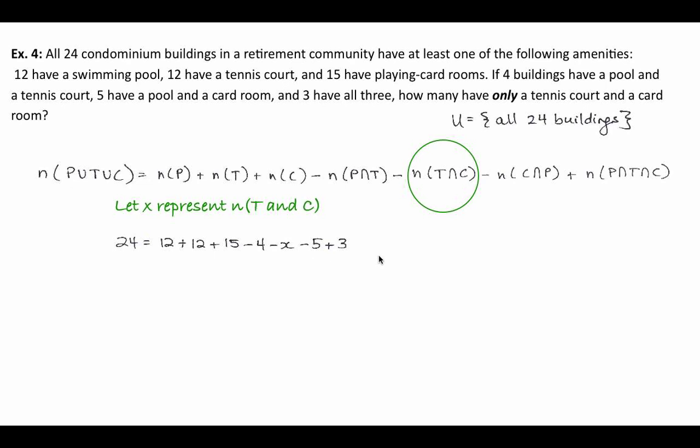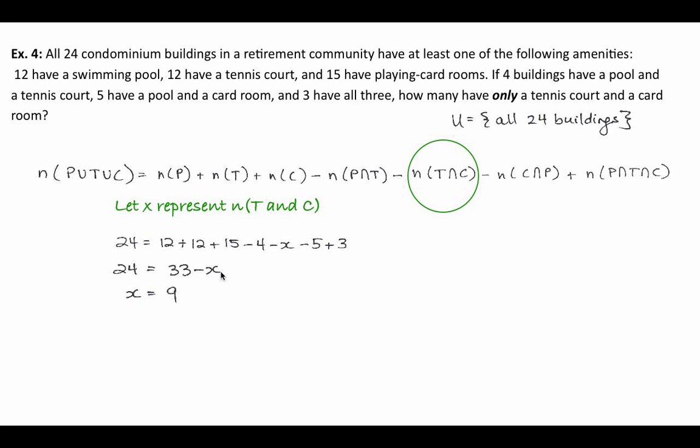From this equation, it now becomes possible to solve for the number of buildings that have a tennis court and a card room. When we do this mathematically and bring this over to the other side, we get that x is equal to 9. At this point, you could take that information and build your Venn diagram. That was the piece that we were missing. And then you could use that Venn diagram to visually answer the second part of this question.